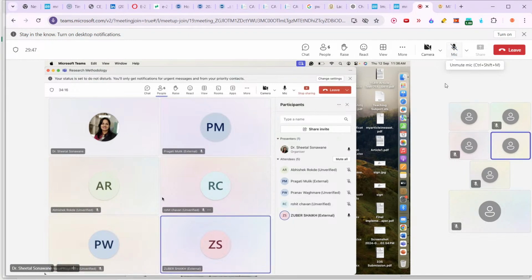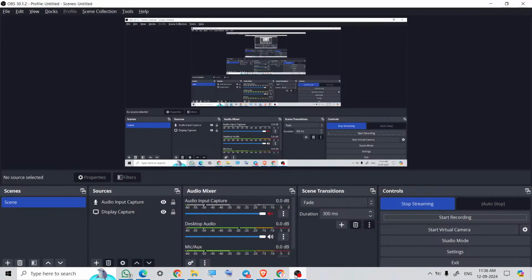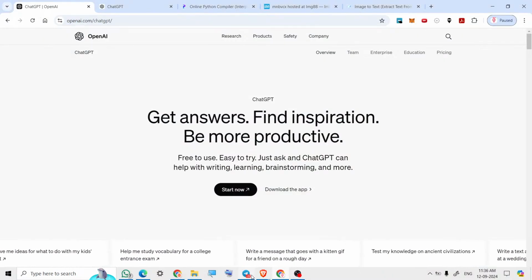Hi everyone, myself Zubair Sheikh. I'm from Ahmednagar. I have completed my bachelor's from Sambhaji Nagar.